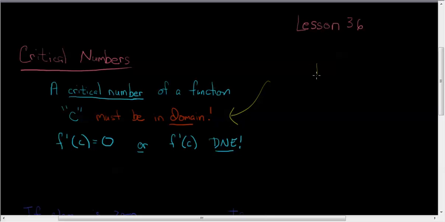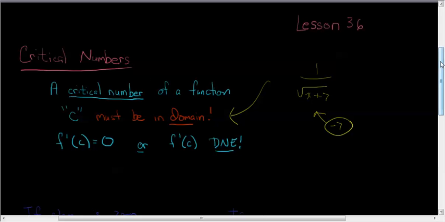So if you had 1 over the square root of x plus 7, negative 7 would not be a critical number. Anything less than negative 7 would not be a critical number because that function would not exist. So first of all, make sure that when you're checking for critical numbers, the critical number is in the domain of the function.